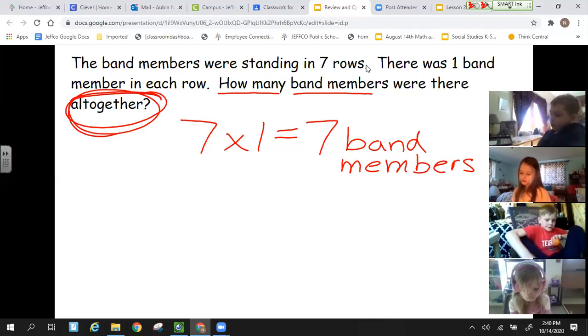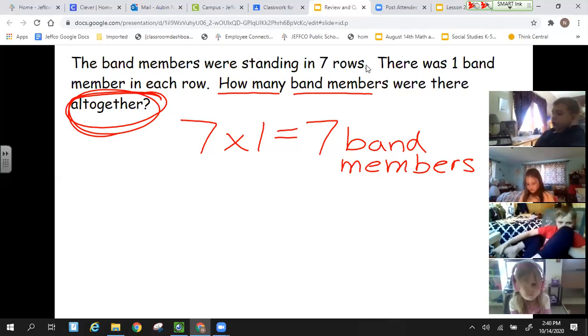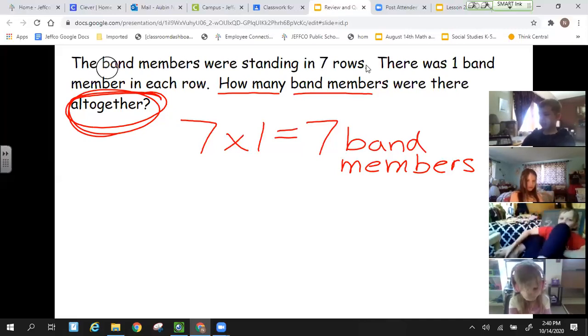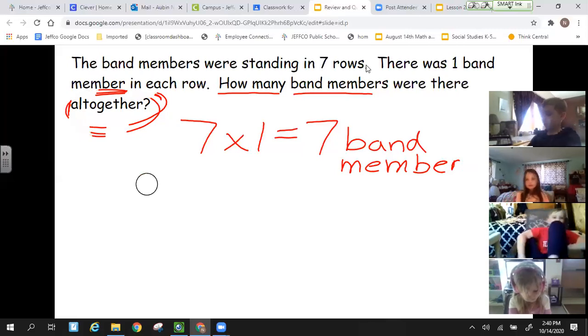It did say Mrs. Dobbin divides. Sometimes it'll just say shared. It might say put in equal groups. So you don't know, you just got to think about it and visualize it. All right, you should have gotten 7 times 1 equals 7.